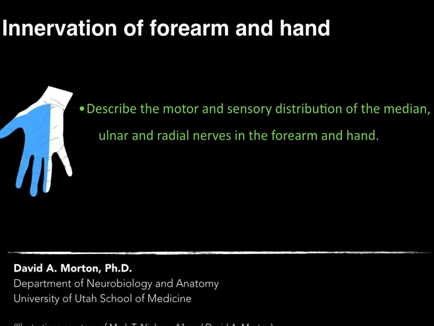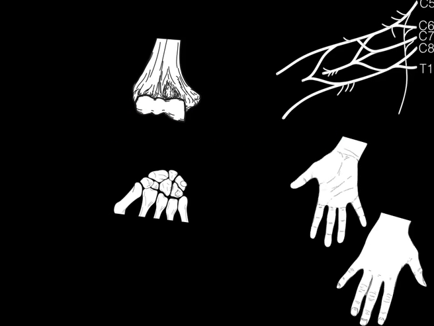Okay, the purpose of this tutorial is to cover the innervation of the forearm and hand. We'll describe motor and sensory distributions from the median, ulnar, and the radial nerves, and the focus is on the forearm and hand. This picture is showing the following.